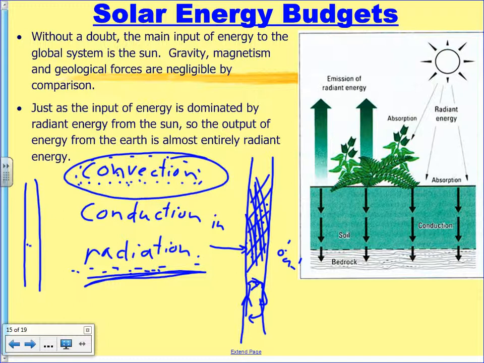So those are some ways. For radiation, we either want to make something dark to absorb it, or we want to make something light to reflect it. Now, what about conduction? How can we prevent heat loss by conduction? How do I make sure energy doesn't get away by conduction?